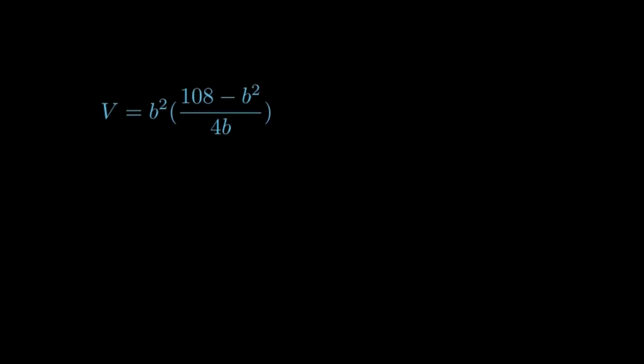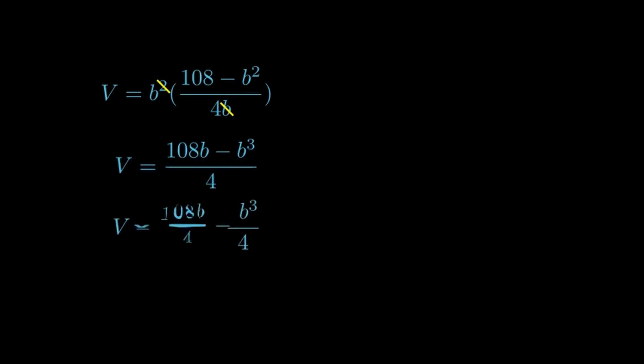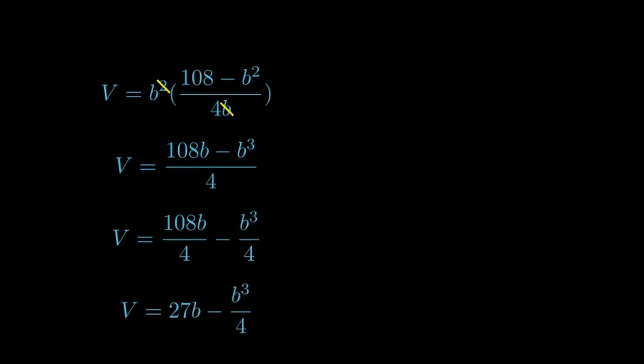We will first substitute h into the volume equation. Now we can simplify the equation and we got this. And then we will take the derivative and set it equal to 0. After simplifying, we get b equals plus or minus 6. However, the base is always positive, so b equals 6. And 6 will be our critical number.